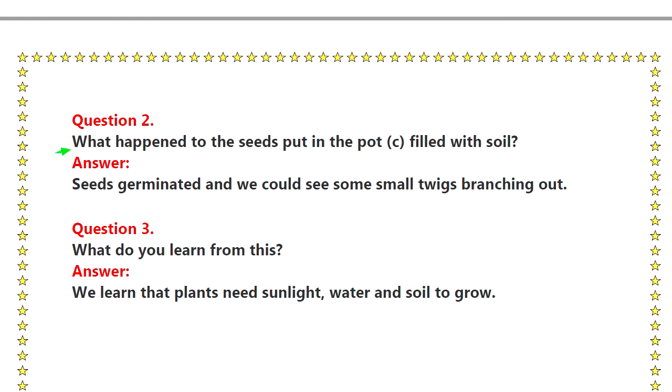Next, question number 2. What happened to the seeds put in the pot C filled with soil? Seeds germinate and we could see some small twigs branching out. Question number 3. What do you learn from this? We learned that plants need sunlight, water and soil to grow.